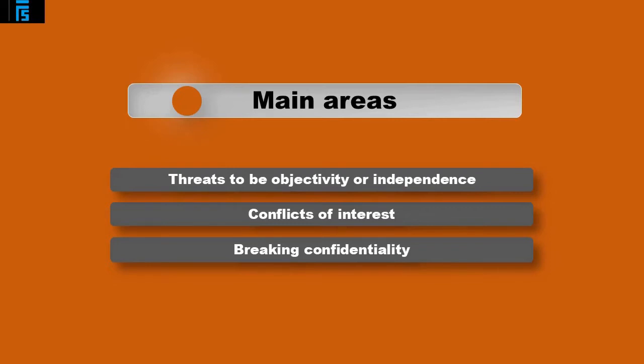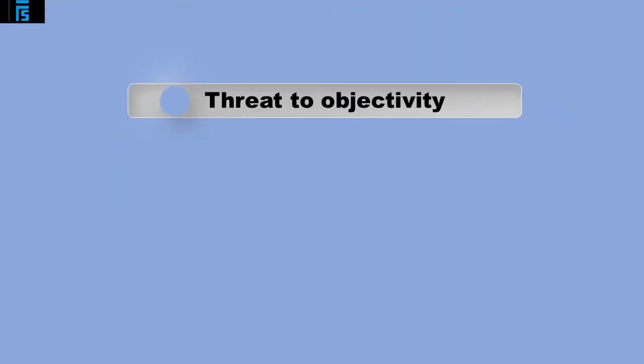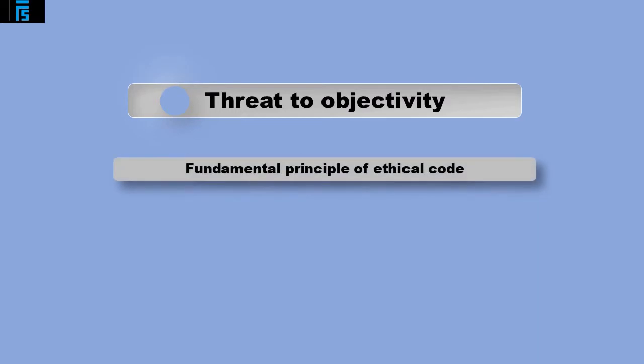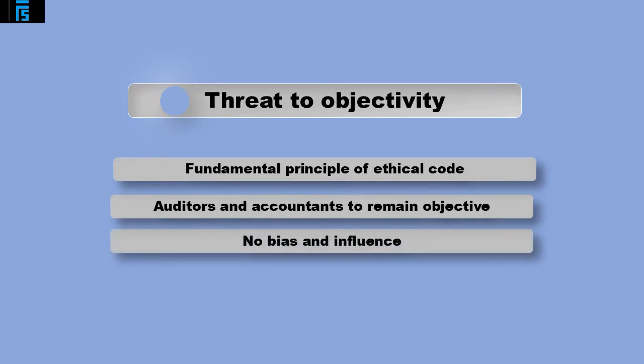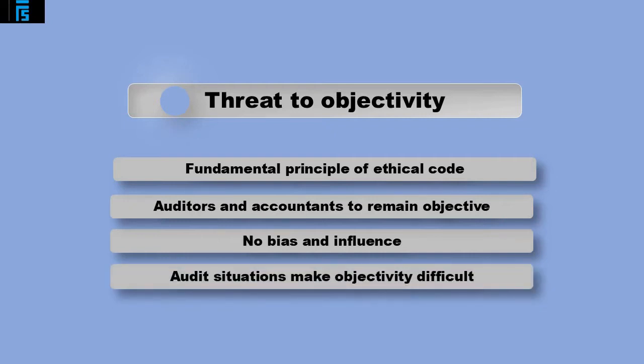Firstly, let's look at threats to objectivity. Objectivity is one of the fundamental principles given in the Ethical Code. We are told that auditors and accountants as a whole should remain objective when making decisions. They should not allow bias and not be influenced by others. However, during an audit, there are many situations where influences could be present, making it difficult to maintain objectivity. These are known as threats to objectivity.